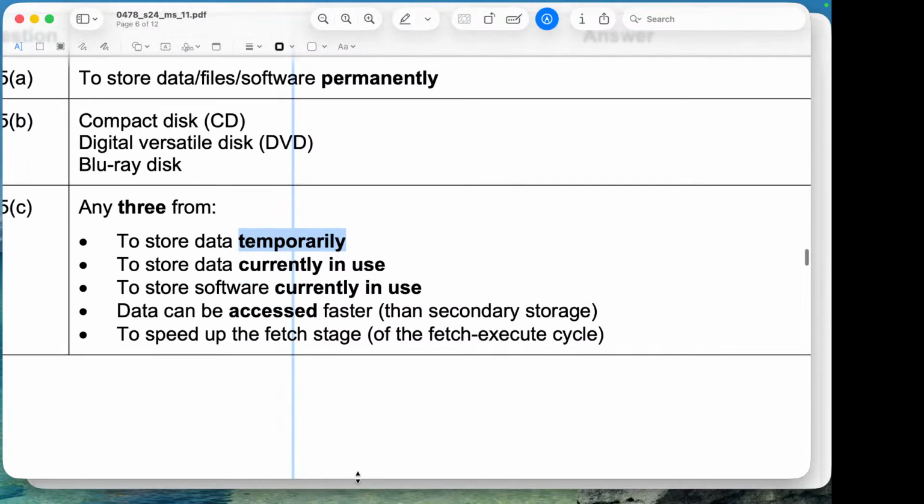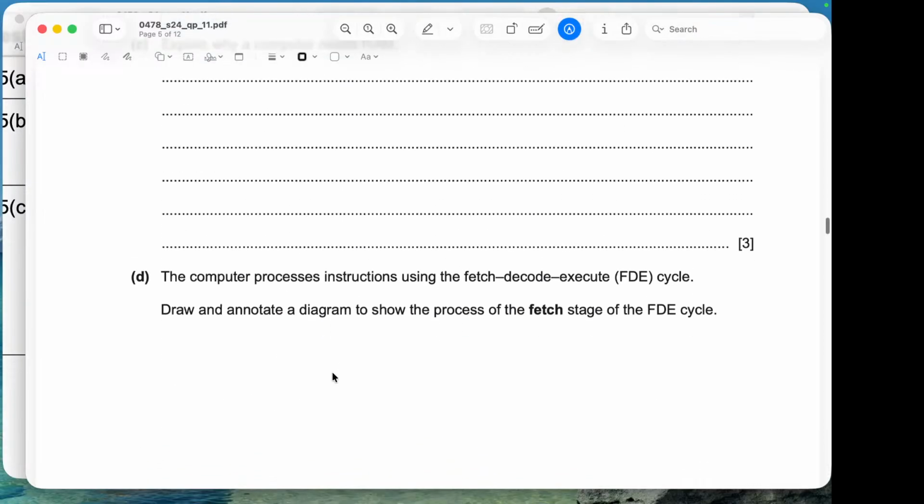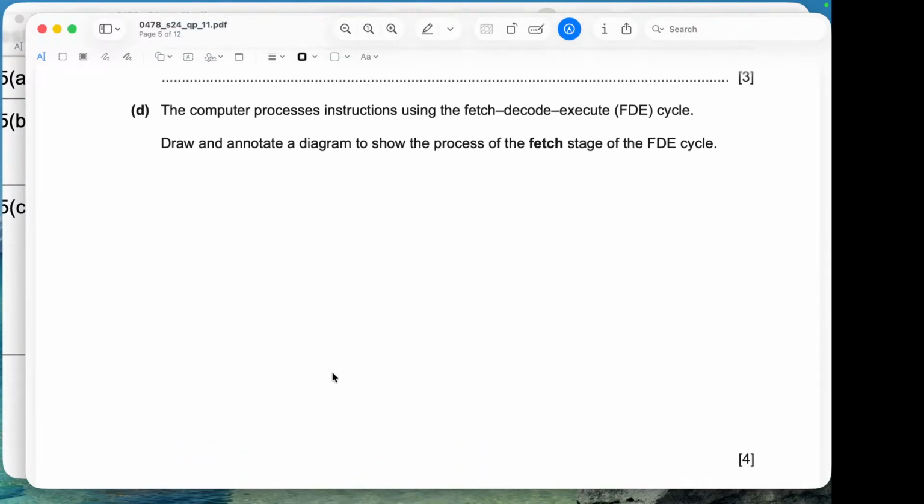Okay, let's look at the next question then. Actually, the next question is about the fetch, decode, execute cycle. Who has done von Neumann? Who studied that yet? Those of you who are my live students, you won't have done this yet, but we're doing it this week. How many of you have done the fetch, execute cycle? Okay.